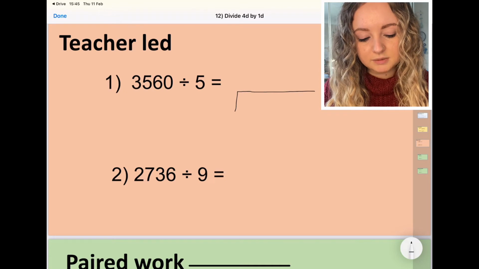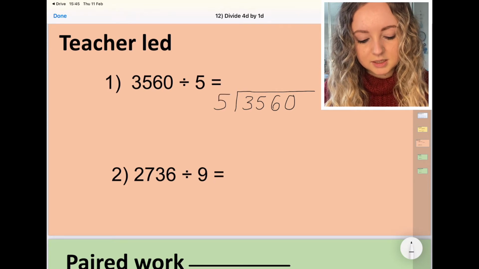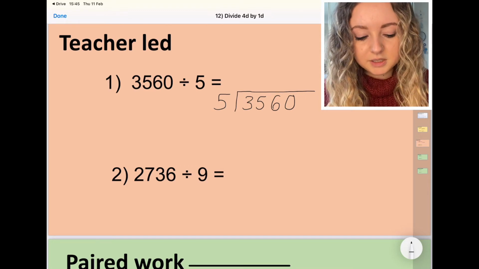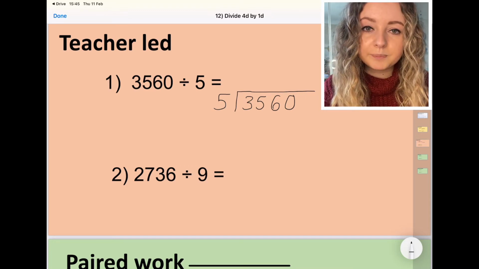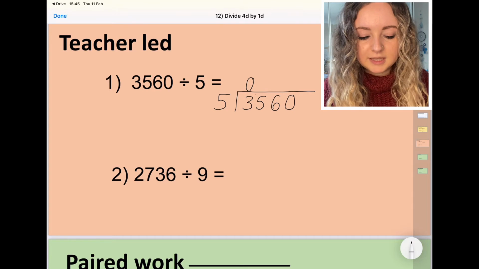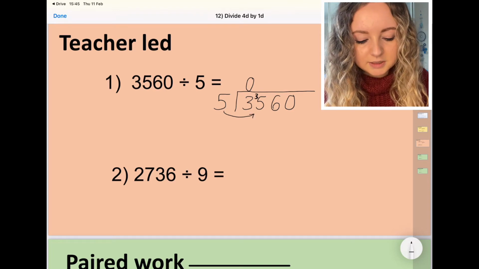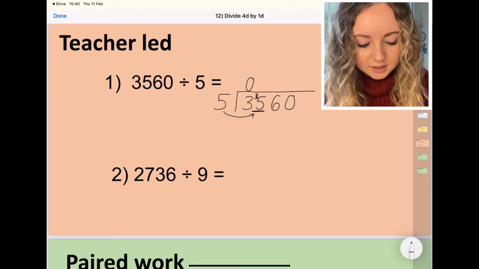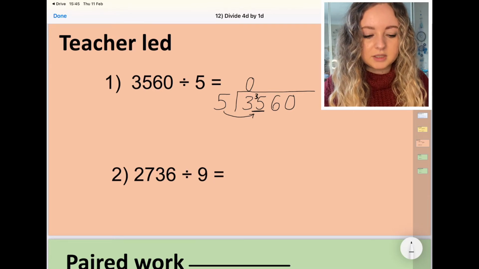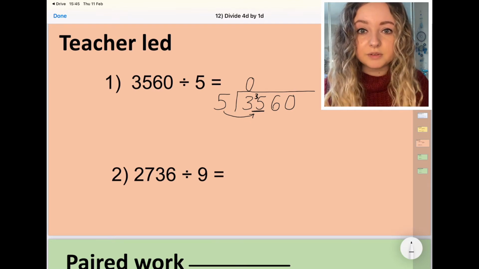So let's draw it out in our bus stop. We're doing 3,560 divided by 5. How many 5's go into 3? None. That's not possible, is it? So 0 up the top, and then we're going to move that 3 to make 35 there. Now we're doing how many 5's go into 35? 5, 10, 15, 20, 25, 30, 35. I got 7. Did you?